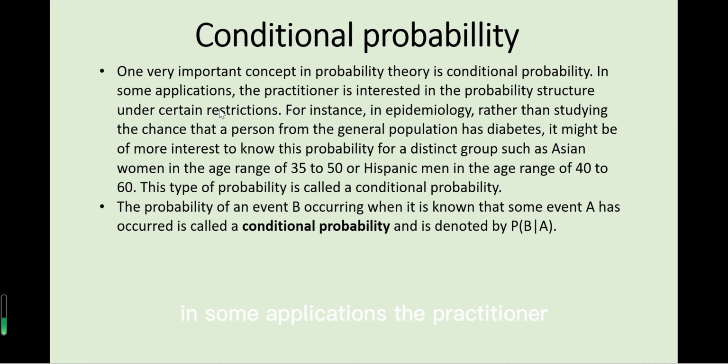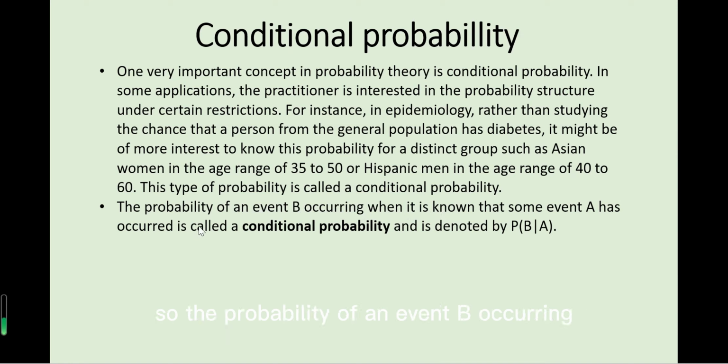In some applications, the practitioner is interested in the probability structure under certain restrictions. For instance, in epidemiology, rather than studying the chance that a person from the general population has diabetes, it might be of interest to know this probability for a distinct group such as Asian women in the age range of 35 to 50 or Hispanic men in the age range of 40 to 60. So this type of probability is called a conditional probability.